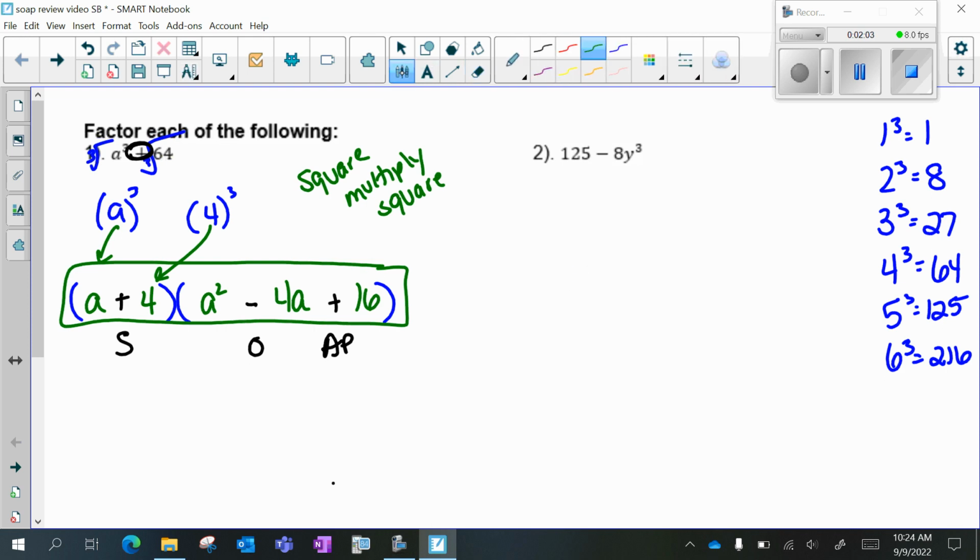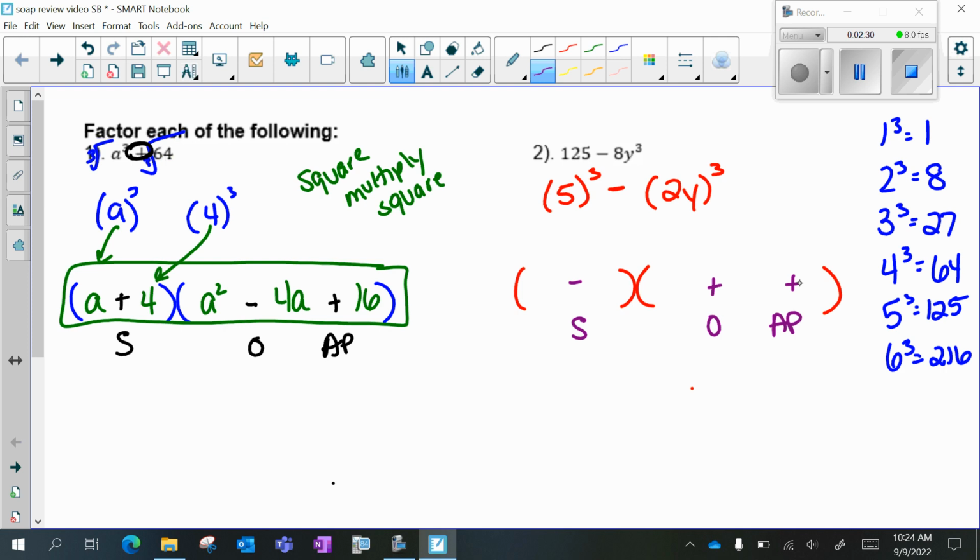Taking a look at number 2, I'm going to cube root each of these just so I know what bases I'm working with to make it easier. Set up my parentheses, binomial times a trinomial. Set up my SOAP: same sign, opposite sign, always positive. And then I am going to put these two pieces into here, 5 minus 2y, and then I am going to square, multiply, square. 5 squared gives me 25.